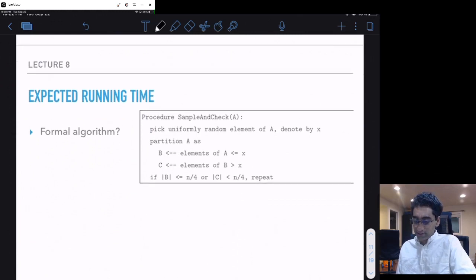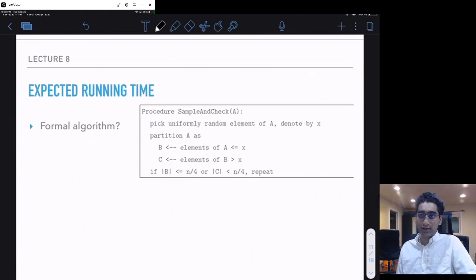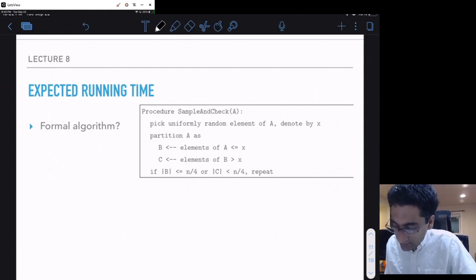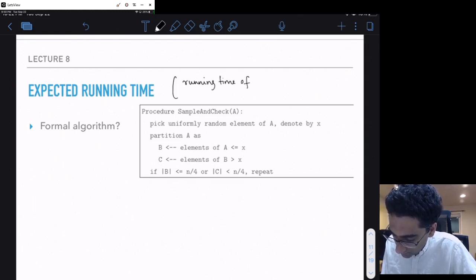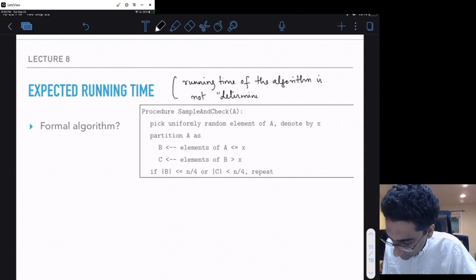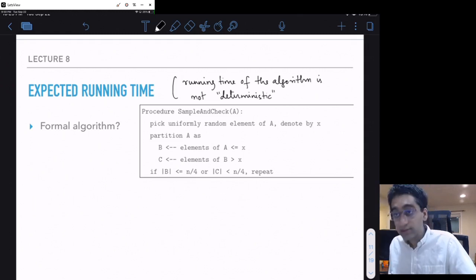But what I want to tell you is about the expected running time of this algorithm. So what do I mean by the expected running time? This is a quantity that we will look at very seriously when we study randomized algorithms. We'll look at it in much more detail. But for now, what I want you to notice is that the running time of the algorithm is not deterministic, right? It's not a fixed quantity.